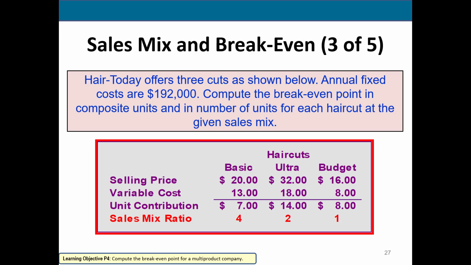The unit variable costs are $13 for basic, $18 for ultra, and budget is $8. So using the sales mix of 4:2:1, the selling price and variable cost are as shown. So we have a unit contribution for basic of 7, ultra 14, and budget is 8. So we're simply subtracting the variable cost from the selling price.